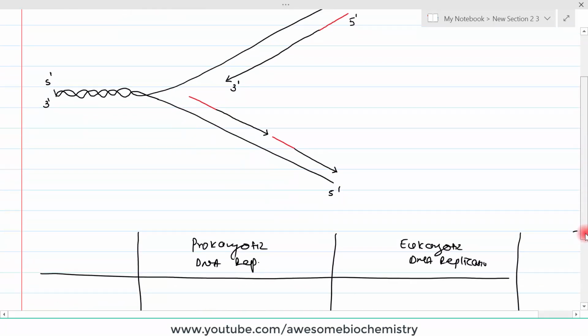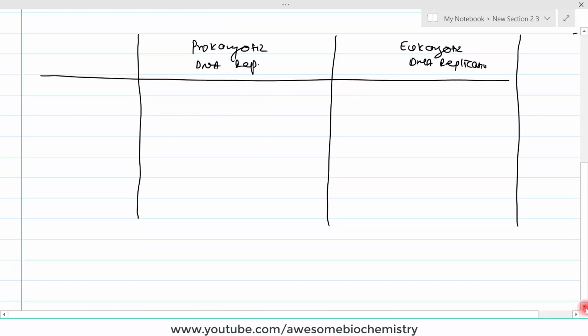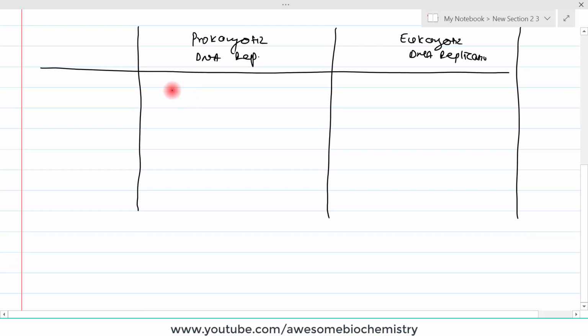The first thing that we need to discuss is that prokaryotic DNA is circular DNA like this. It's a circular double helix. Whereas in eukaryotes, the DNA is a linear DNA molecule. There is no circular DNA in eukaryotic organisms.